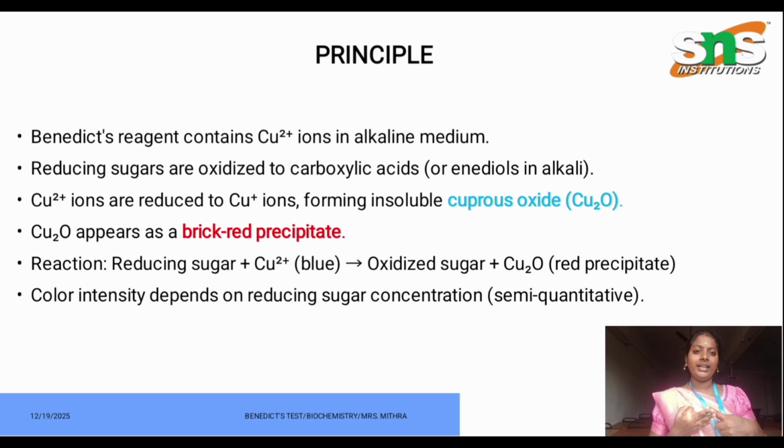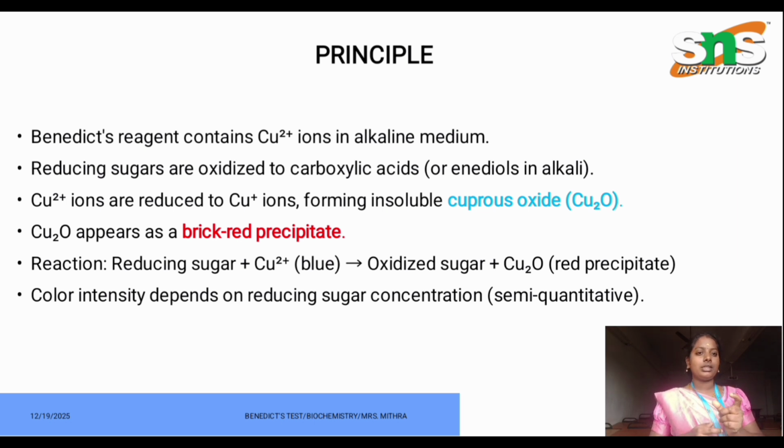and copper sulfate. It contains Cu2+ ions, that is copper ions, in an alkaline medium, that is at a pH above 7, which is regarded as basic, and reducing sugars are oxidized to carboxylic acid. So the aldehyde group of aldose will be oxidized to carboxylic acid, that is CHO plus O is oxidized to form carboxylic acid or enediol.